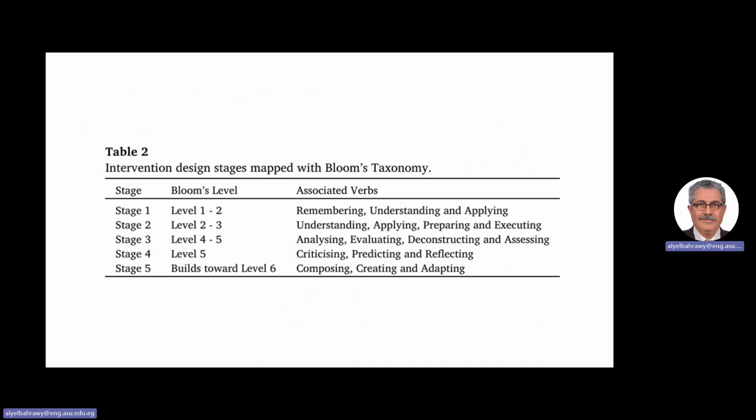Can you see here? For levels 1 to 2, in stage 1, the associated verbs are remembering, understanding, and applying. For stage 2, levels 2 and 3: understanding, applying, preparing, and executing. For levels 4 to 5, in stage 3: analyzing, evaluating, deconstructing, and assessing. Stage 4, level 5: criticizing, predicting, and reflecting. And stage 5, which builds towards level 6: composing, creating, and adapting.